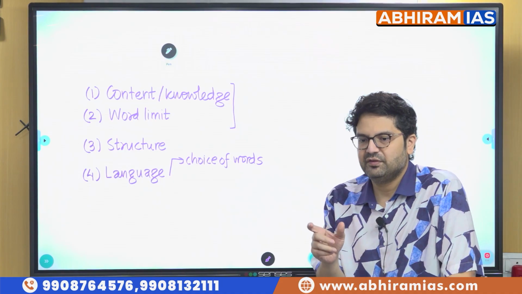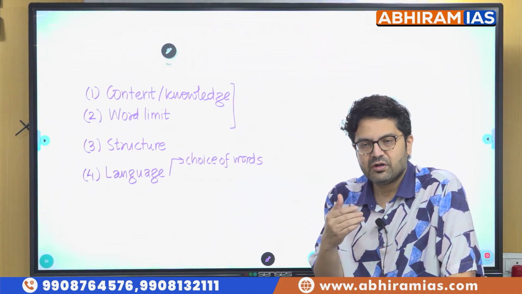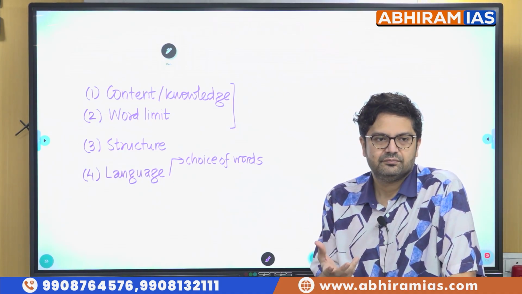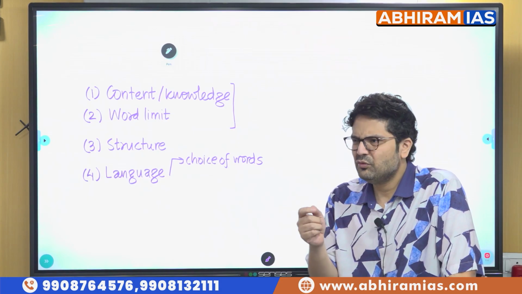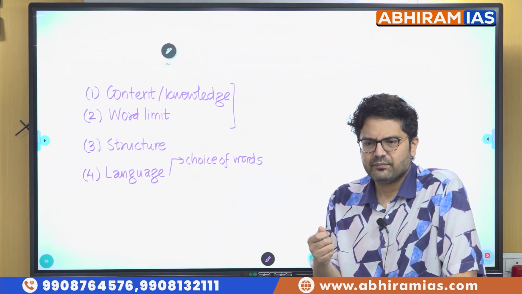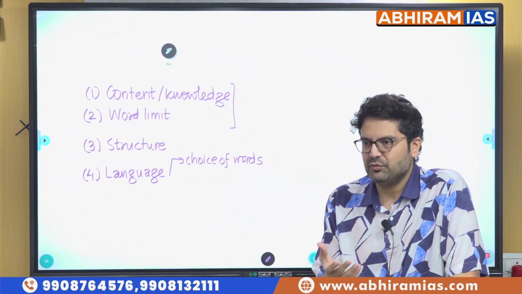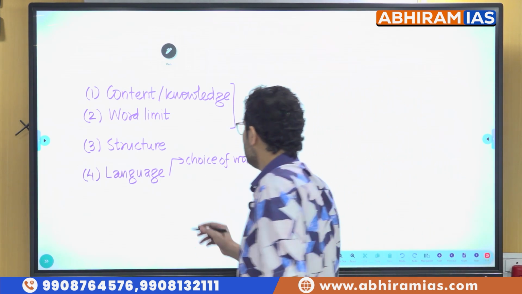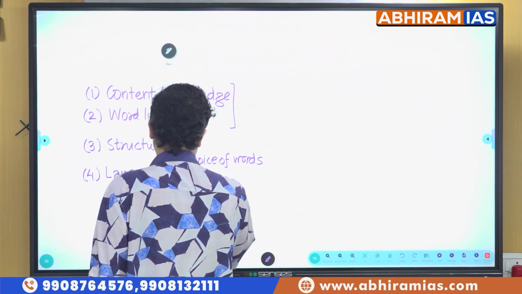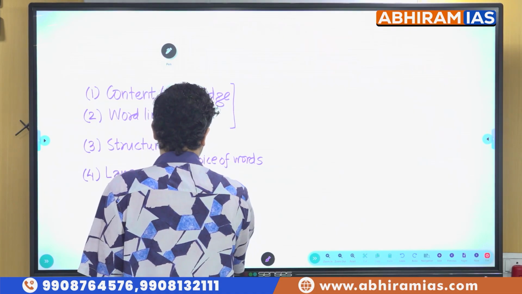See, choice of words. You have to come off as a positive person, not a nitpicker. People who always crib on everything. They always crib about everything. Don't come like that in the paper. Positive approach. Second thing in the language is your spellings.